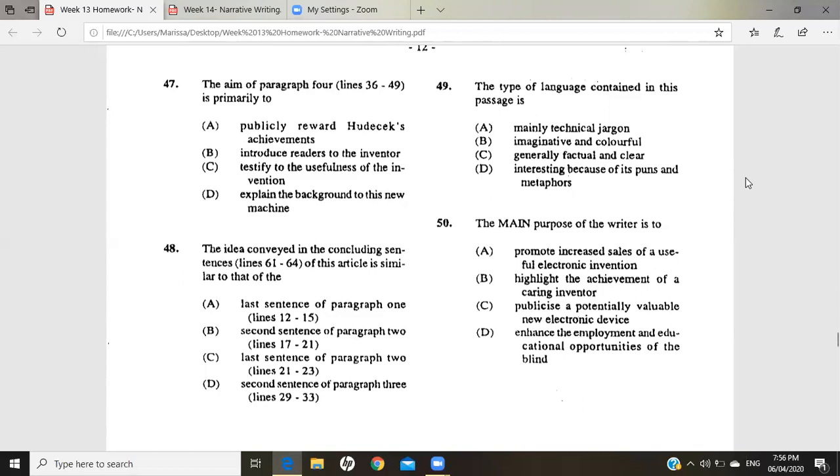It's not C. The best option is A, mainly technical jargon, because they use a lot of terms directly relating to the computer. So that's what we refer to as a lot of technical jargon, because the layman would not know what these terms mean, and these terms are jargon relating to the actual device. They are the vocabulary that we use when we are describing the computer and the different functions and features of the computer. And 50, the last one says the main purpose of the writer is to do what?